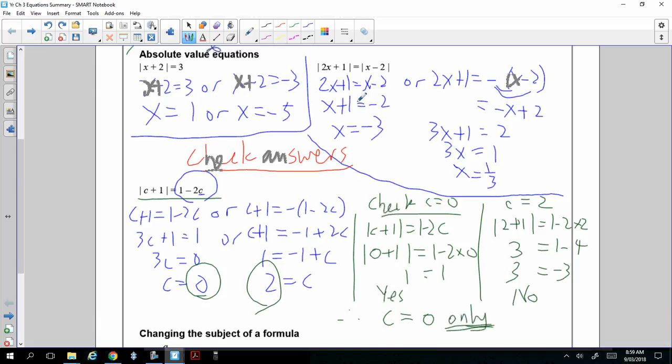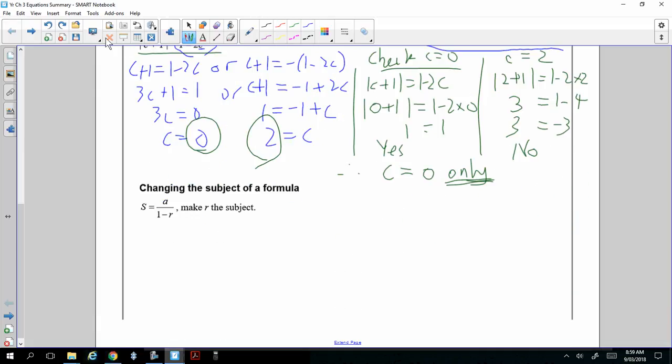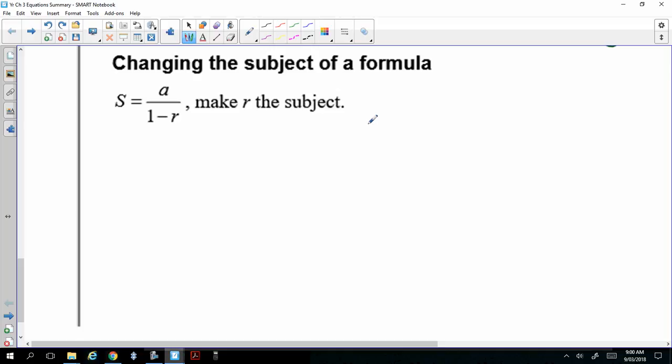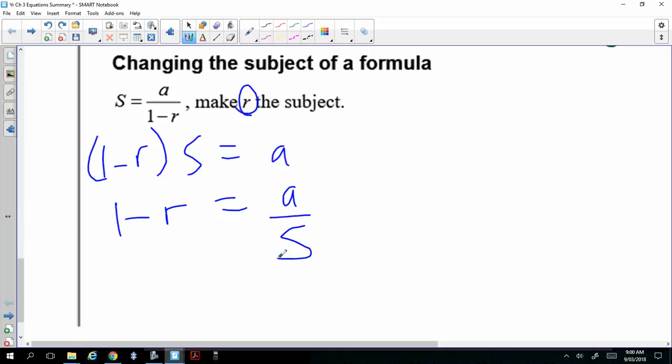Okay, making things the subject. Let's look at this one. That could be a tricky one as well. We're trying to make R the subject, so we multiply both sides by 1 minus R. Then all you do is divide both sides by S, so you can get rid of the S.